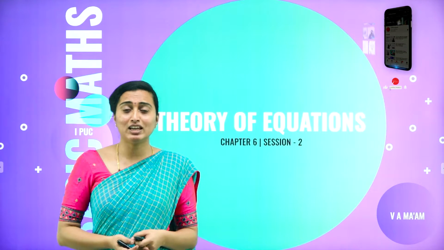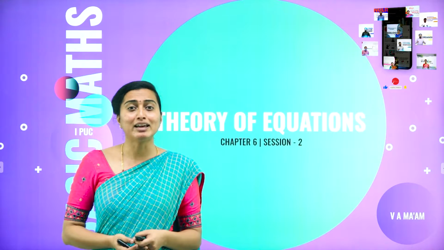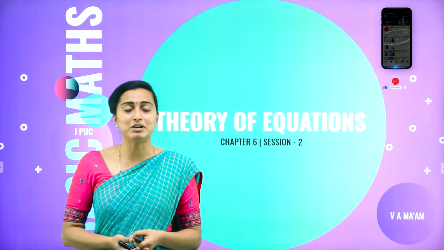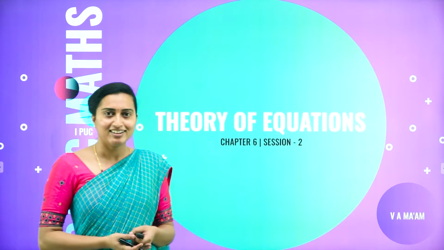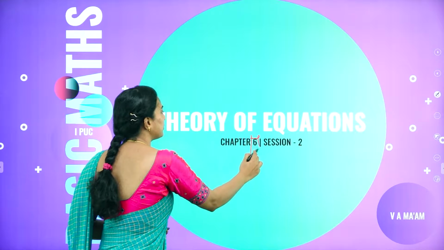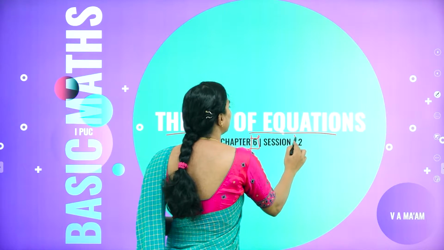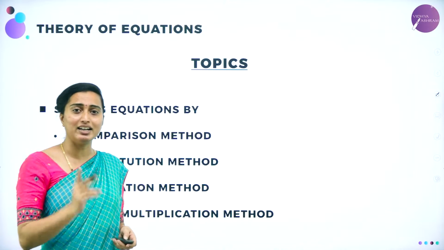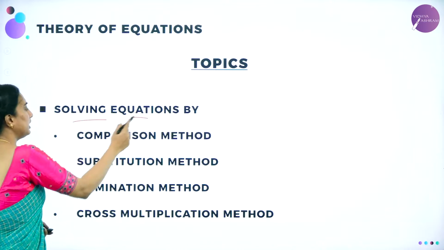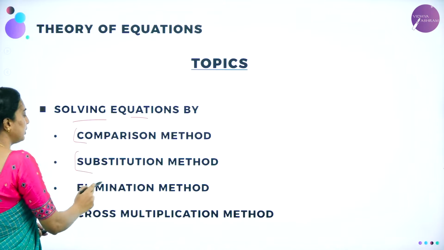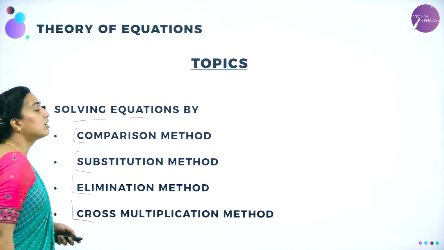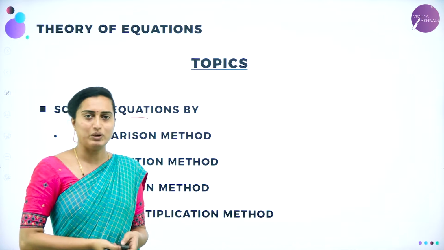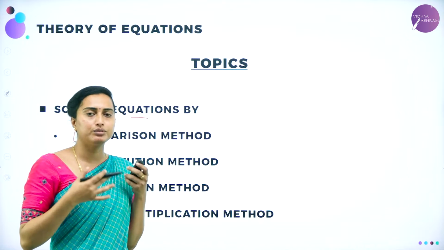So in the last session, we came to know about what you mean by equations, the theory of equations, and how to solve simultaneous linear equations by different methods. And here in today's session of chapter number 6, which is called Theory of Equations, you are moving on to session number 2. The topics you are going to study under this session are solving the equations by comparison method, substitution method, elimination method, and cross multiplication method, and then some application level problems on the theory of equations. Now, you know already how to do the comparison method.